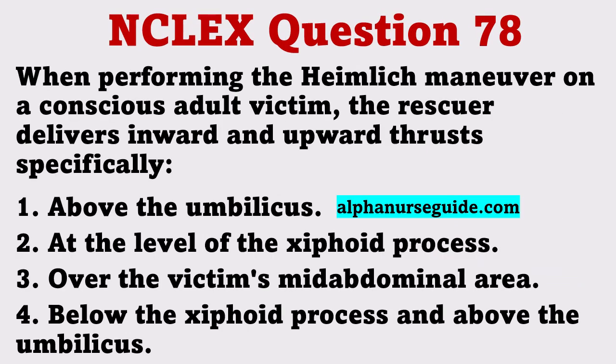When performing the Heimlich maneuver on a conscious adult victim, the rescuer delivers inward and upward thrusts specifically: 1. Above the umbilicus. 2. At the level of the xiphoid process. 3. Over the victim's mid-abdominal area. 4. Below the xiphoid process and above the umbilicus.